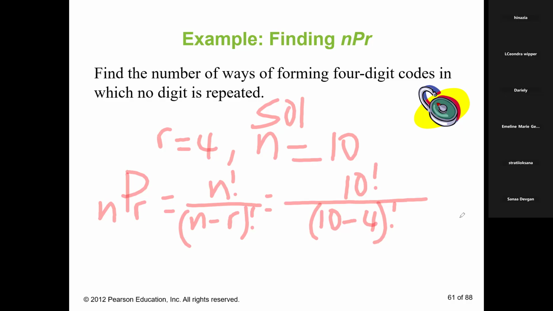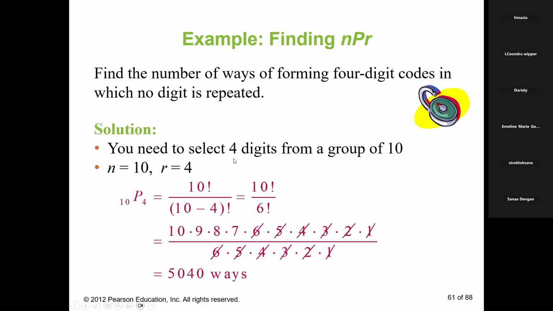Okay. Got it? And then you solve this. So let me just show you the solution here. You need to select 4 digits from a group of 10 because you got 10 digits. Anytime you talk about digits, you're talking about 0 through 9. Okay? So n is 10, r is 4.